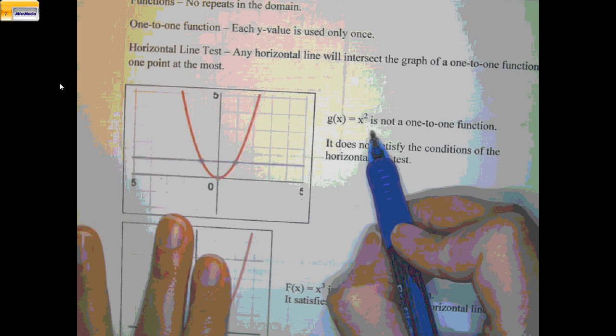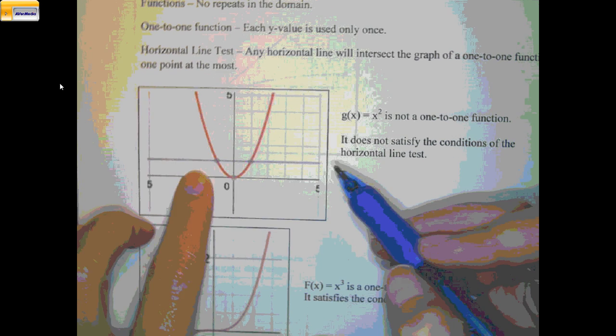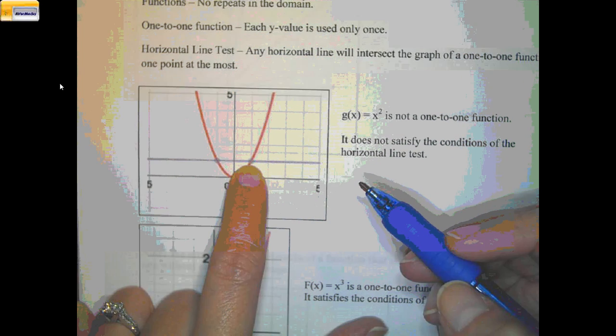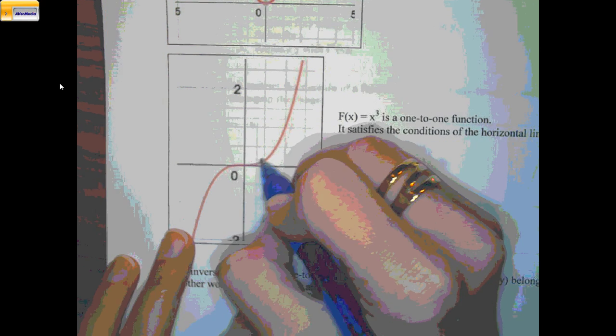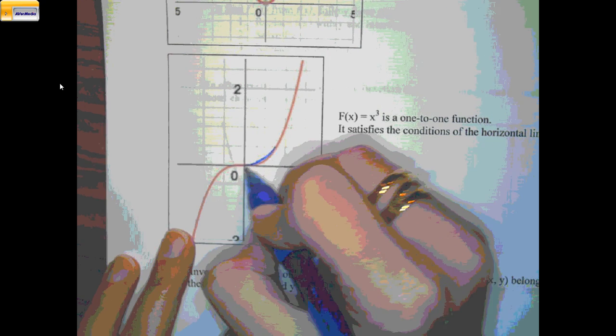We've got g of x is x squared, which makes a parabola. Horizontal line test, they're trying it out. It looks like it touches in 2 places, so this is not a one-to-one function. f of x is x cubed, and this is a one-to-one function. It passes the horizontal line test. No matter where I put my pencil, it's only going to touch it one place at a time. I realize the x-axis looks like it touches it in more than one place. Just know that this right here is forever increasing, and it only actually touches at 0, 0, and this is forever decreasing. So it doesn't really touch it in more than one place.